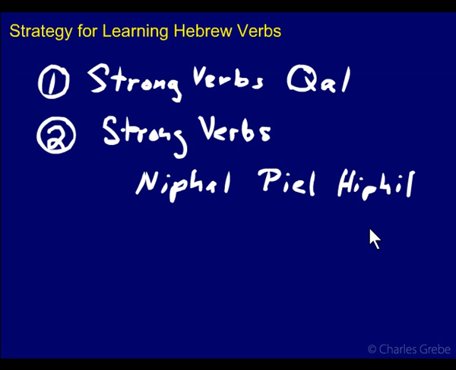And you pretty much want to know these like you know this. Here you add the nun, here you have the doubling, and here you have the hey. Now the other ones, the Pual is the passive of the Piel, and the only difference is the vowel change. If you know the Piel, the Pual is not hard to recognize. So that's why I delegate that to a bit lesser status.